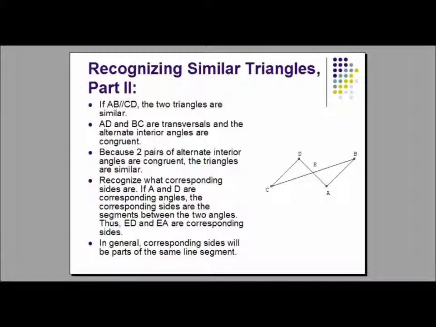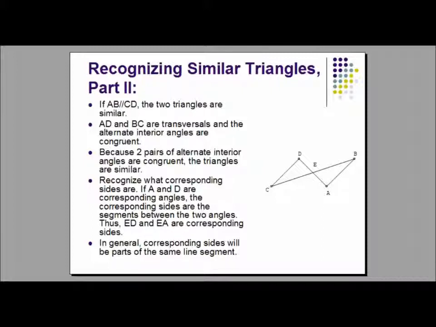Okay. Recognizing similar triangles, part 2. Look at the diagram on the right. If AB is parallel to CD, the two triangles are similar. Let's explain why. We can think of AD and BC as transversals of those two parallel lines, and thus the rules about alternate interior angles apply.